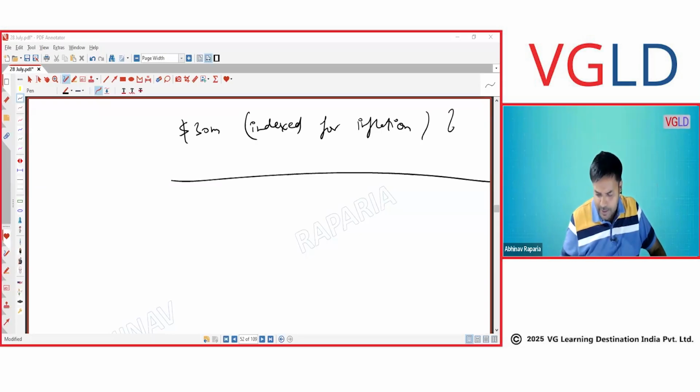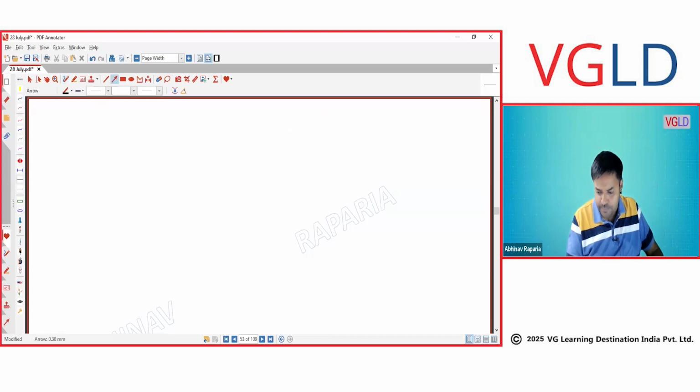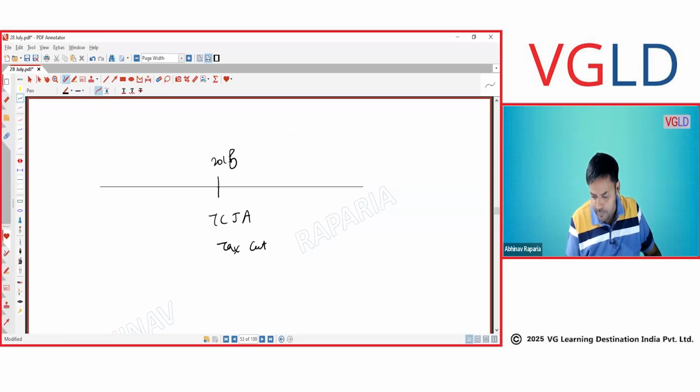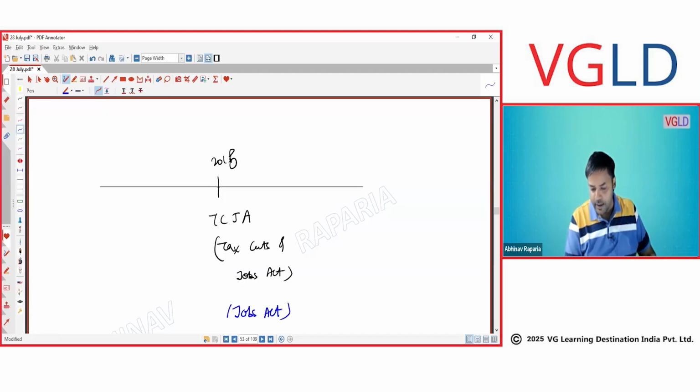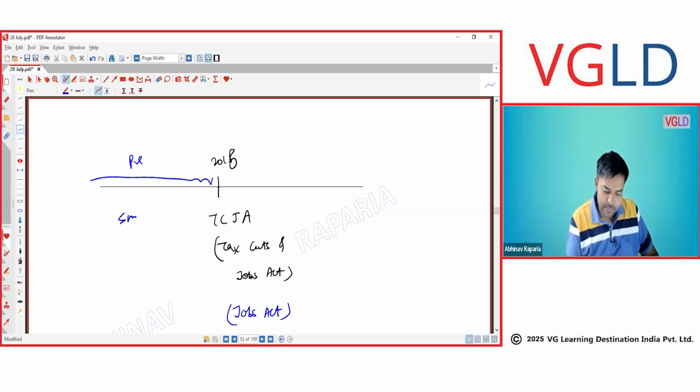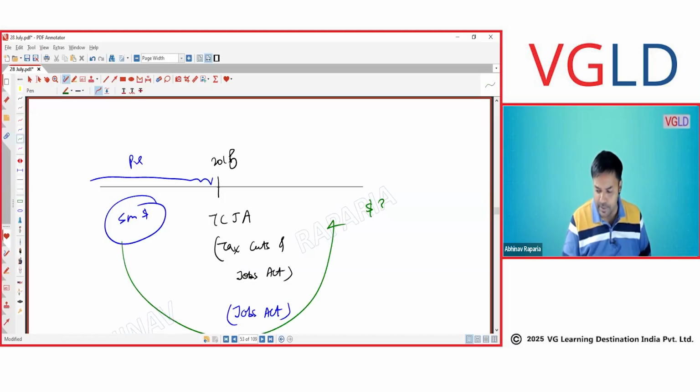In 2018, Trump passed a very substantial law, which is called the TCJA, the Tax Cuts and Jobs Act, also known as the Jobs Act. Pre-TCJA, the limit used to be $5 million. So Trump has increased this limit substantially. Now this limit is $30 million.